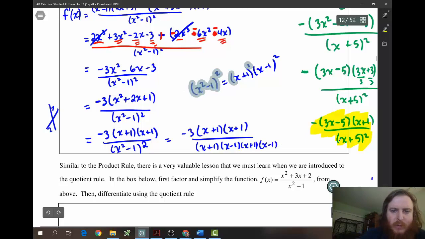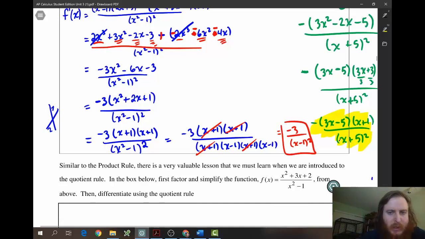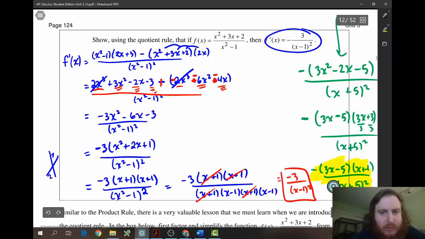Because it was squared, what happens is now we can cancel out the x plus 1 parts. So we can say, let's get rid of the x plus 1, the x plus 1. And that gives us negative 3 over x minus 1 times itself, which is x minus 1 squared. Okay, very weird, very tricky to get to that answer. But what you always want to check first when you're doing these is, can I just factor it now? What if we factored it now before we did quotient rule?